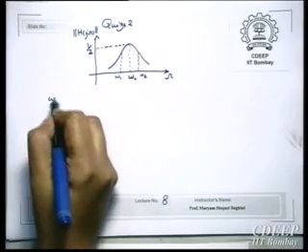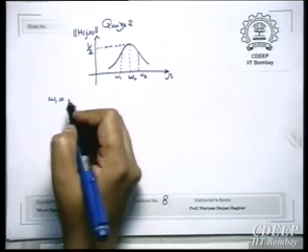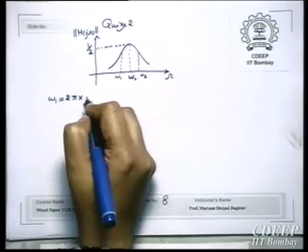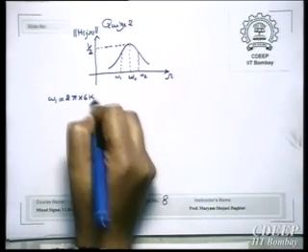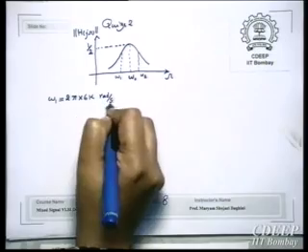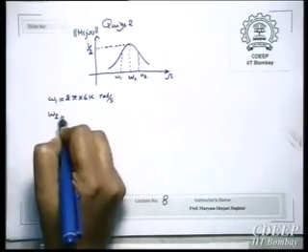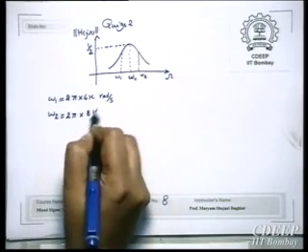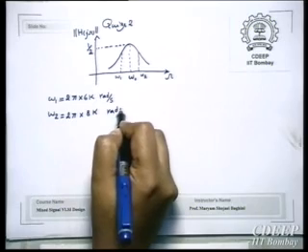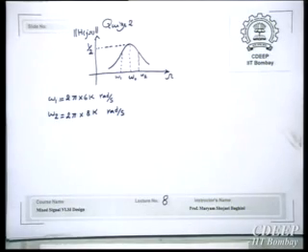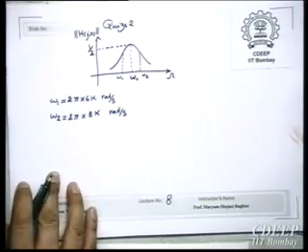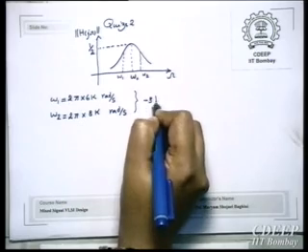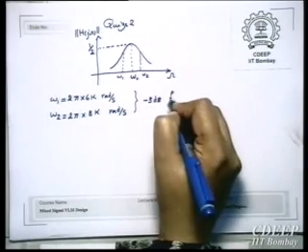So omega 1 will be 2 pi times 6k radian per second. Omega 2 is 2 pi times 8k radian per second. And this omega 1 and omega 2 are the minus 3 dB frequencies from both sides.